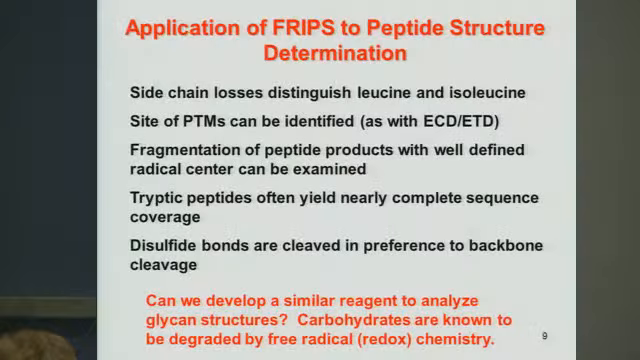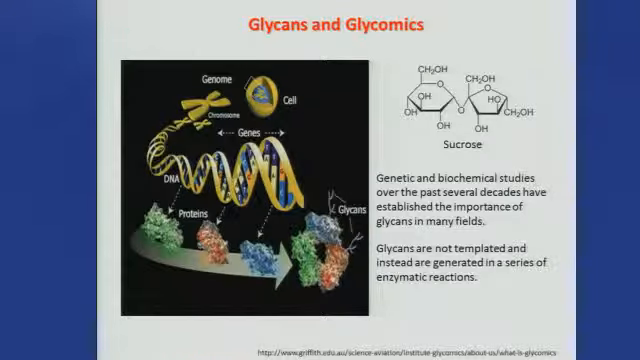And if you're interested in this, just let me know and I can send you a preprint that's available. Now the question is, how can we develop a similar reagent to analyze glycan structures? And in biological systems, redox chemistry, free radical chemistry is known to be responsible for the decomposition of carbohydrates along with acid-base chemistry there.